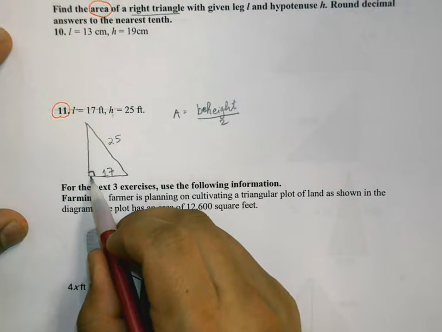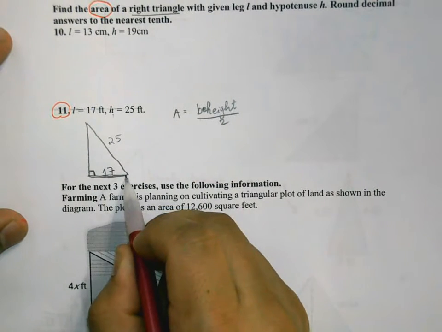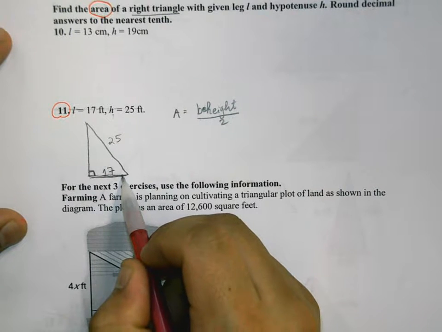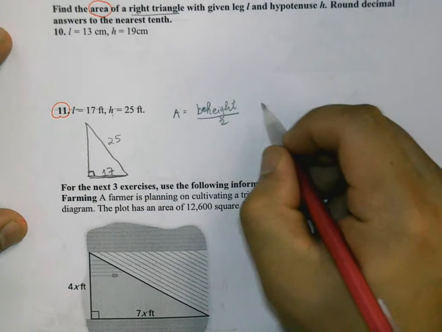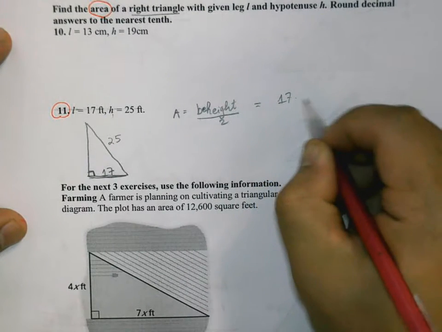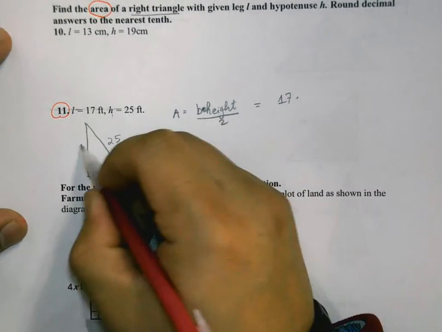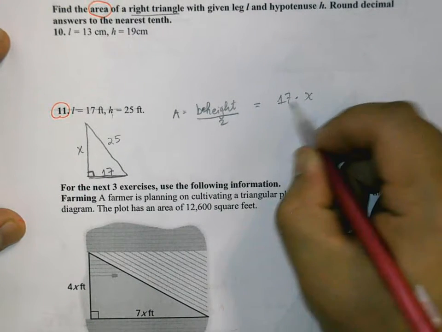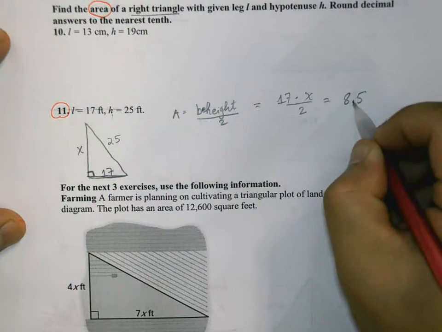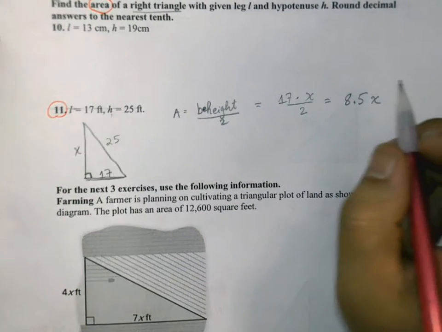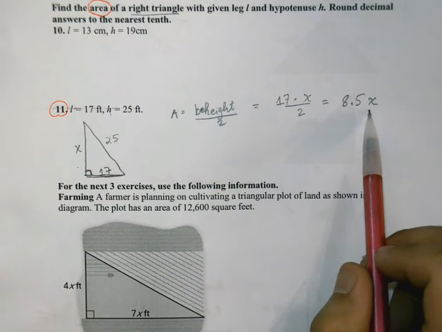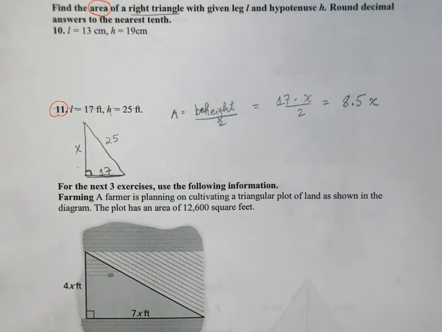So in this case, we could use either of these legs as our base and either of them as our height. So I'm going to use 17 as my base, and we'll figure out what the height is later. So this is going to be 17 times the height. I'm going to call the height x. x over 2, and I'll even go a step further. This is 8.5x. So our goal here is just to figure out what x is equal to and then substitute it into our expression here.